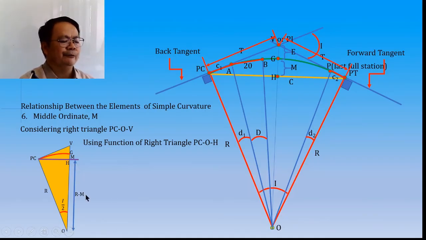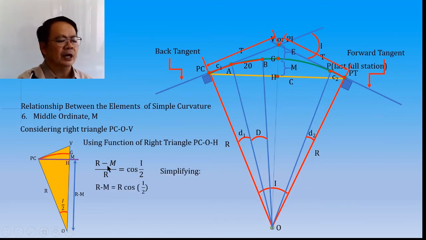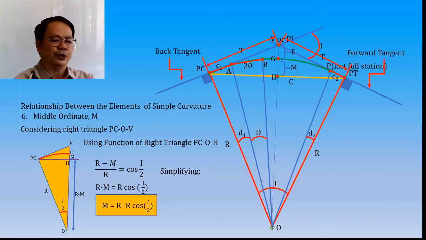Di ba? If we will be using the function of right triangle with this R minus M as the adjacent side and R as the hypotenuse, therefore, the ratio of R minus M to R is equal to cosine of I over 2. And we are targeting the value of M. So we simplify. That is, R minus M shall be equal to R cosine of I over 2. So that, solving for M becomes R minus R cosine of I over 2. So meron man tayong isang nabuong equation of formula.